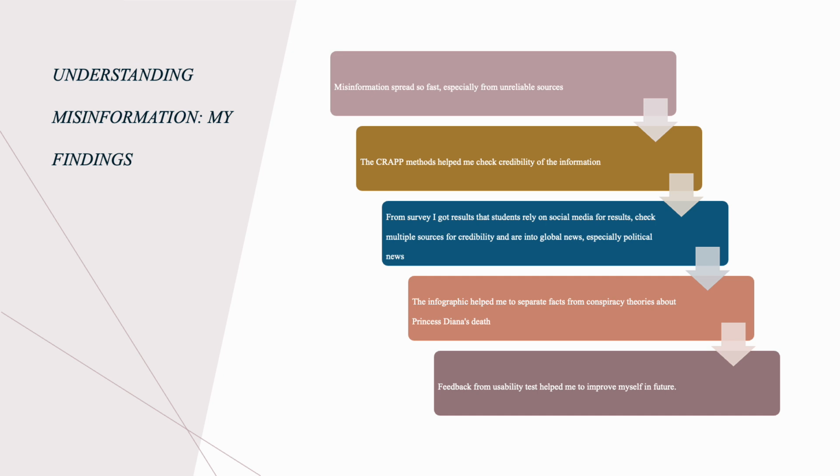These are findings from the survey, infographic, and usability test. From the survey, I found out that students rely on social media to get their news. Most of them said they check if a story is true by looking at multiple sources, and they also said that they were interested in global news, especially in politics, and that they spend a lot of time on the news. From the infographic, I learned how easily fake news can spread, especially when the news is not from a known source. And it helped me learn how to separate true news from fake news.